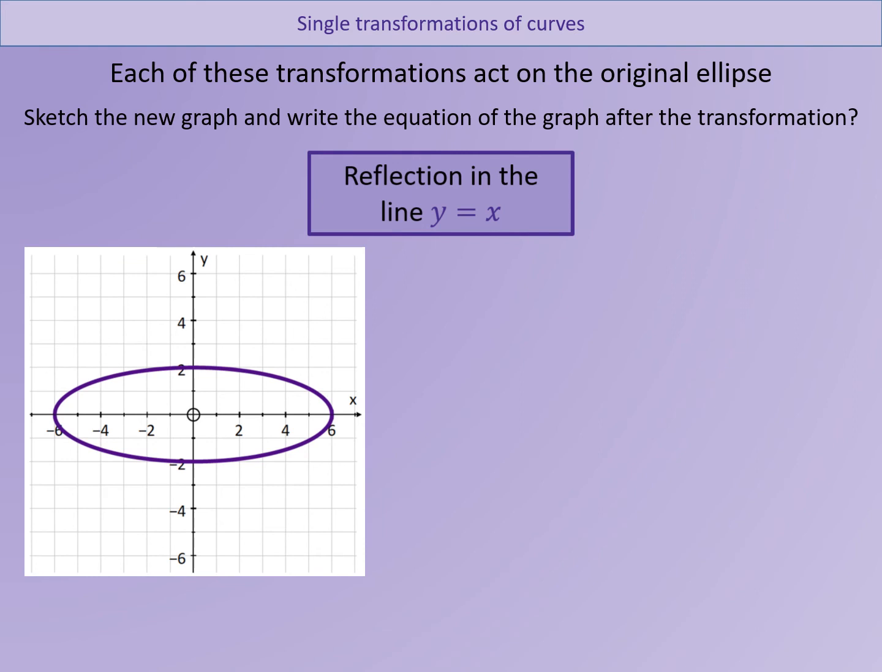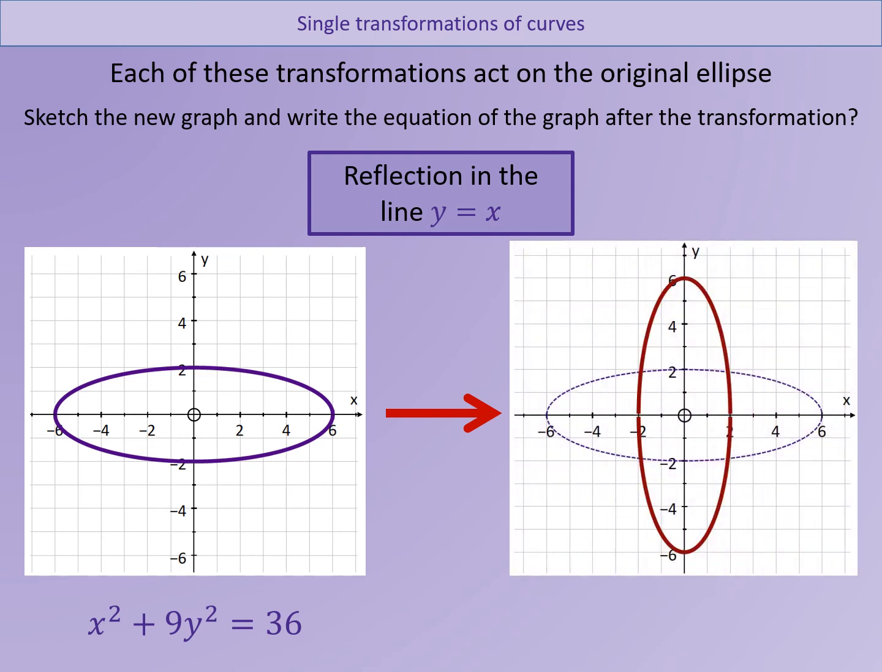Next, we're going to reflect in the line y equals x. Here is the transformed graph shown. And to get the new equation, we need to replace x with y and y with x. So the new equation is y squared plus 9x squared equals 36.